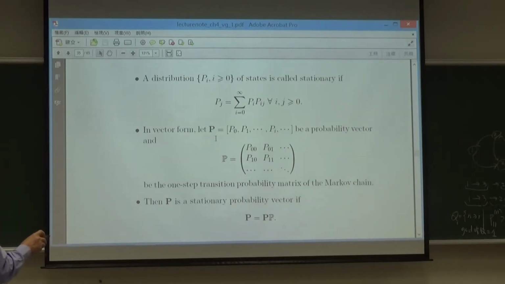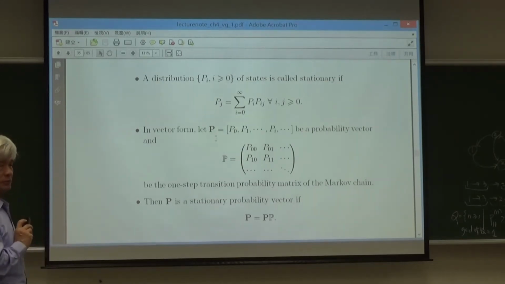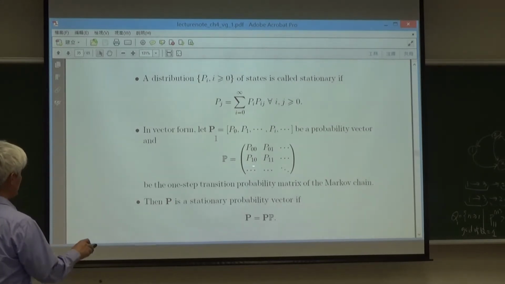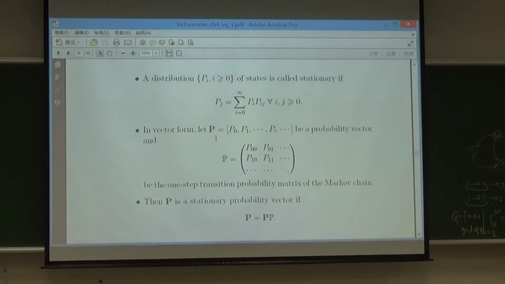We say a distribution of states is called stationary if it satisfies this system of linear equations. In vector form, if we write a distribution as a discrete vector, even though it is infinite dimensional, it is just a row vector here. It's called a probability vector because the components are all non-negative and the sum of all the components is equal to 1. And we write all the one-step transition probabilities into a matrix here. The first row is the transition probability from state 0 to state i.